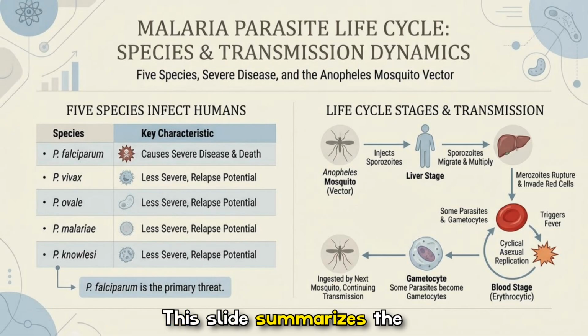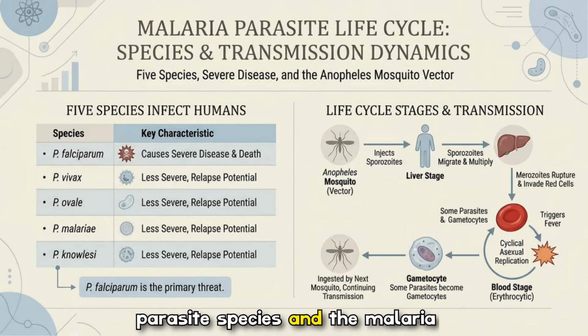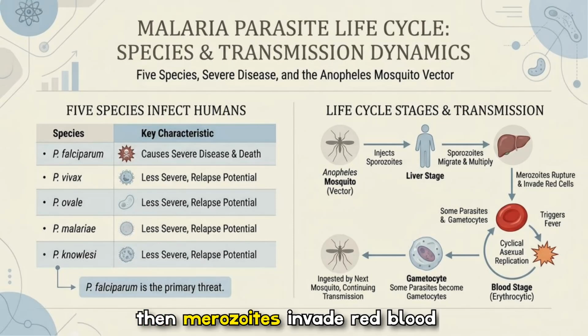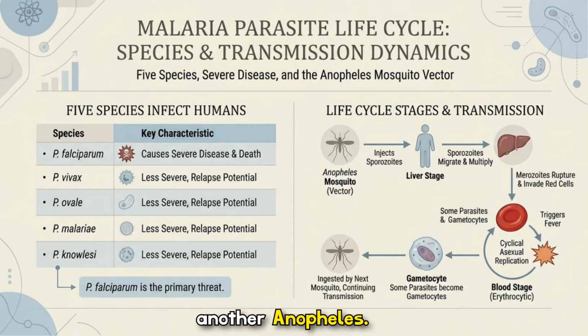This slide summarizes the parasite species and the malaria life cycle in plain terms. Five Plasmodium species infect humans, with P. falciparum causing the most severe disease, while others carry relapse potential. The mosquito injects sporozoites that reach the liver. Then, merozoites invade red blood cells, triggering cyclical fevers and onward transmission when gametocytes are picked up by another Anopheles.